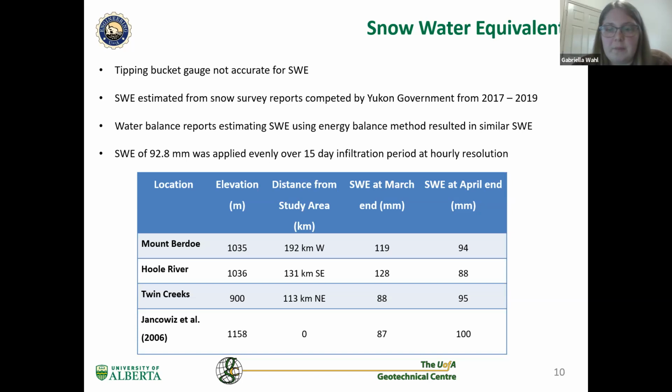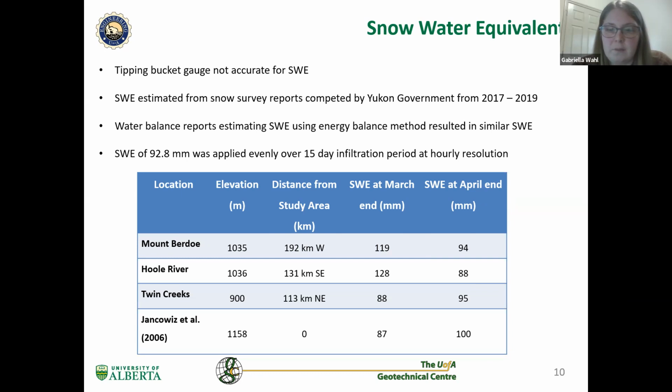So another component of the precipitation data that's important is the snow water equivalent. A tipping bucket gauge was used to measure precipitation and snow water equivalent, which isn't ideal compared to measuring snow depth and snow density, which is then converted to snow water equivalent. So I decided to implement my own estimation of the snow water equivalent for my numerical model.